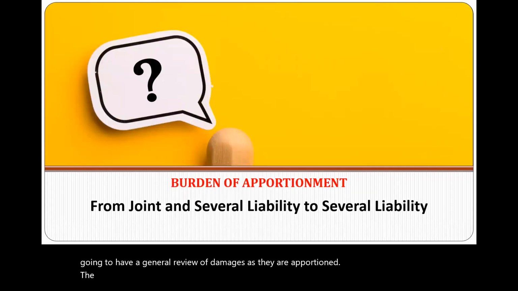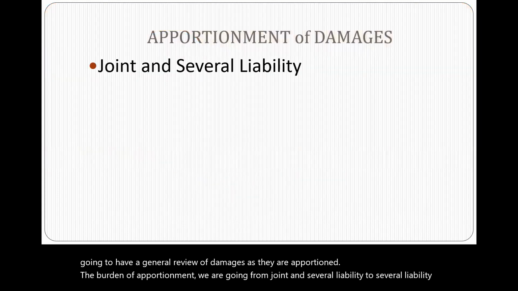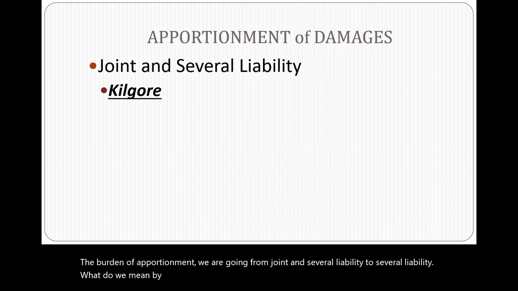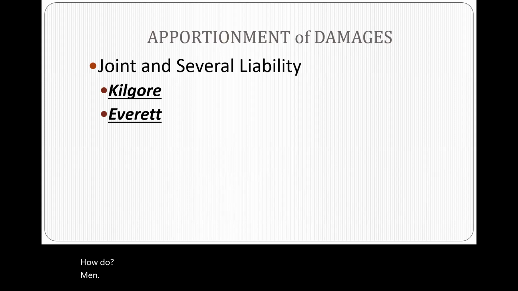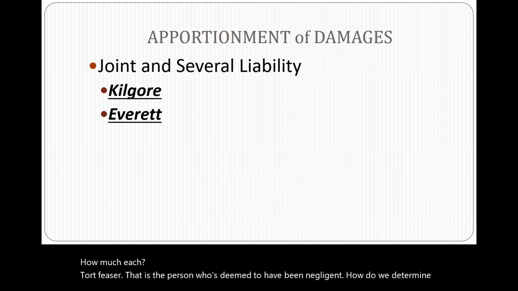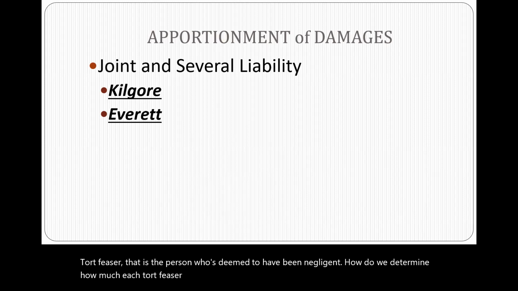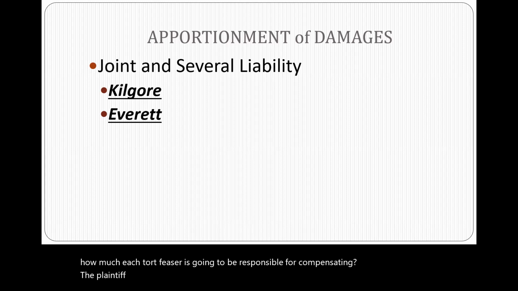The burden of apportionment. We are going from joint and several liability to several liability. What do we mean by the apportionment of damages? How do we determine how much each tortfeasor, that is the person who's deemed to have been negligent, is going to be responsible for compensating the plaintiff who has been injured by the conduct of that tortfeasor?